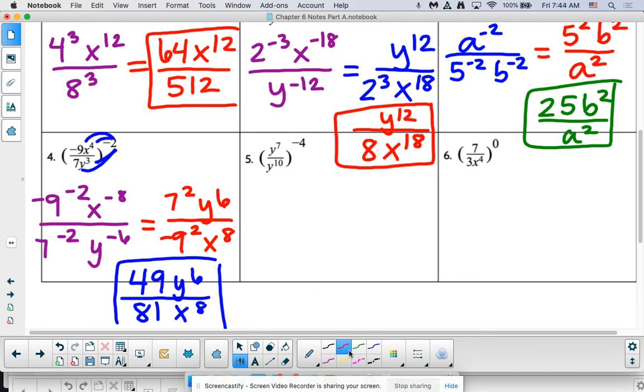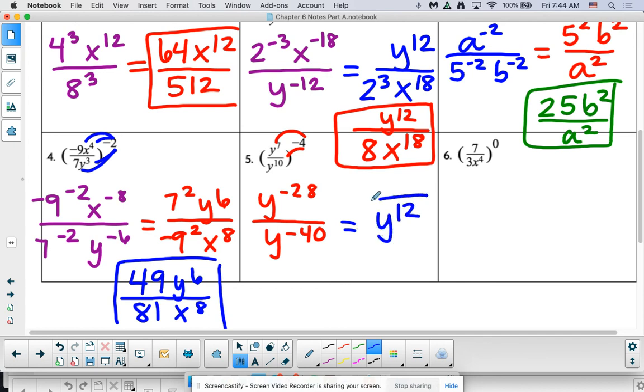Okay, on this one, what I would do, actually no, let's just do it the same way. Okay, distribute that negative 4 to everything you see. So we're going to have y, 7 times negative 4 is negative 28, all over y, 10 times negative 4 is negative 40. Now, when we have same base and we're dividing, guys, you just subtract. So negative 28 minus negative 40 should be 12. It's a positive 12. So y to the 12. That's it.